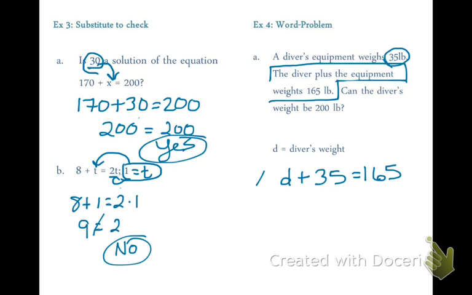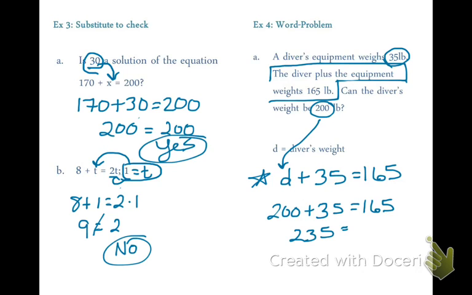Okay, so here's the first part of it. The second part of it is looking at your question. Can the diver's weight be 200 pounds? So what you're going to do is plug this number into the diver's weight. So it will be 200 plus 35 equals 165. Then you go 235 equals 165. No, it doesn't. So it would be no.